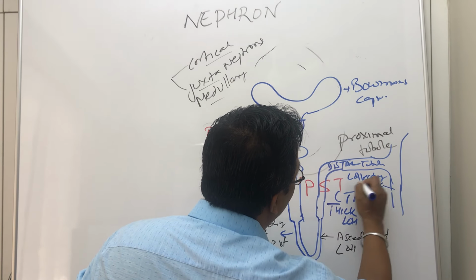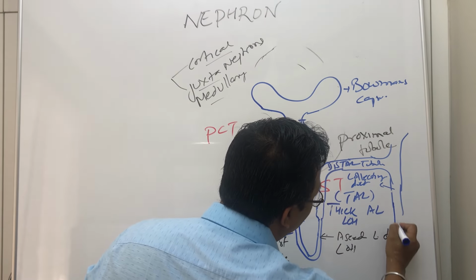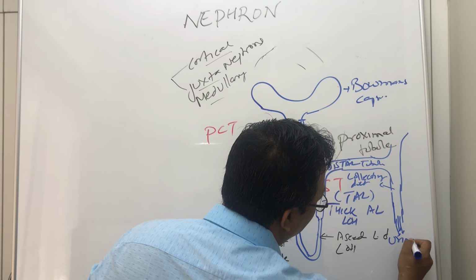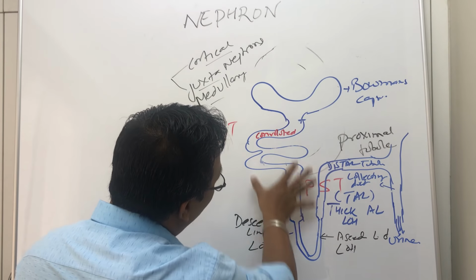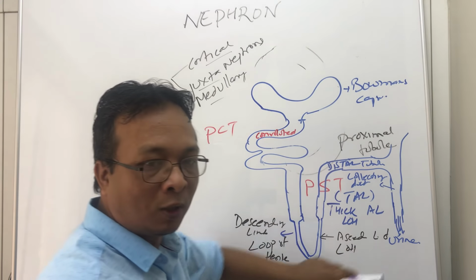Please make sure you practice drawing on your rough paper. Collecting duct, and then finally what comes out here is urine. So this whole thing is called the nephron. The nephron starts from Bowman's capsule up to the collecting duct.